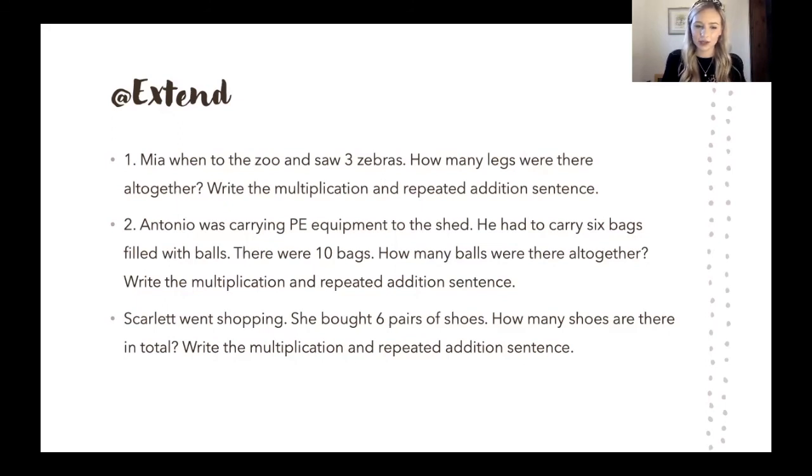And the last question says, Scarlett went shopping. She bought 6 pairs of shoes. How many shoes are there in total? Write the multiplication and repeated addition sentence.